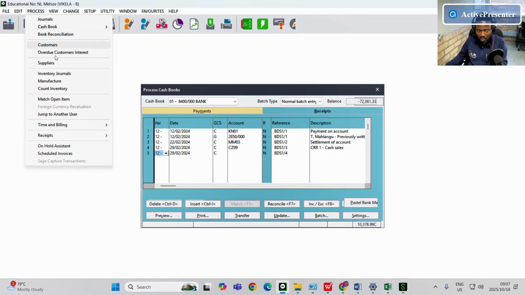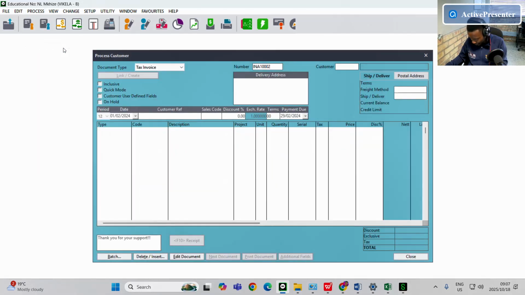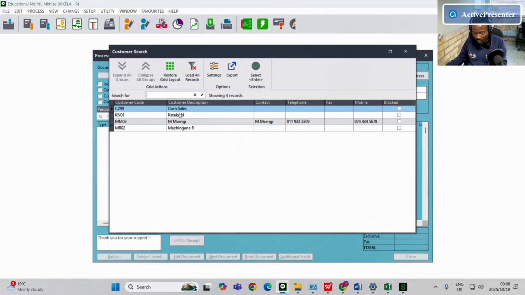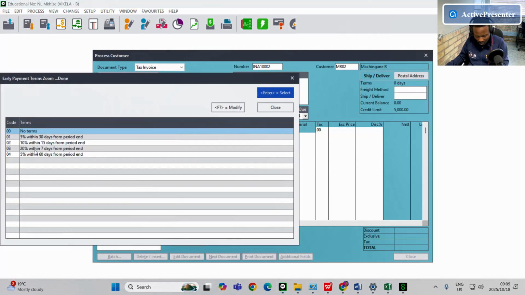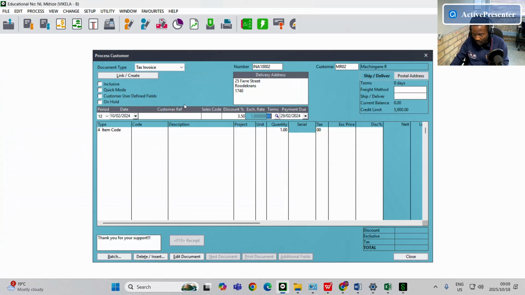Right, so let me just do these two, which is the customer invoice and the credit note. Okay, do I have a date? Yes, I do have the address, 1740. Right, obviously we choose period number 12 and the date is the 10th. There's no customer reference. Trade discount is 3.5. Terms are 20% within 7 days.